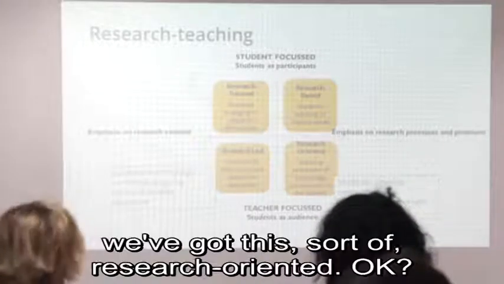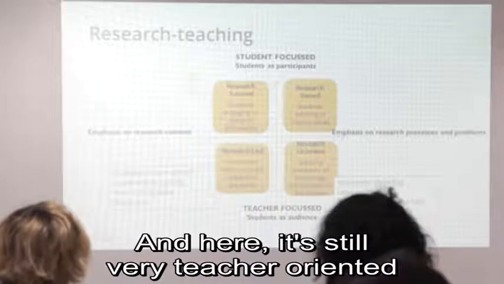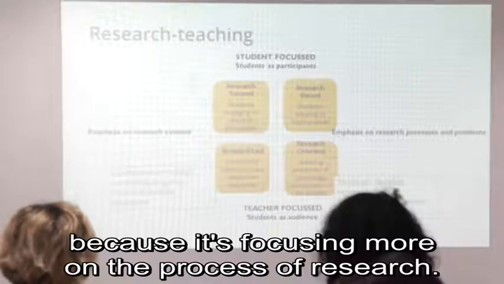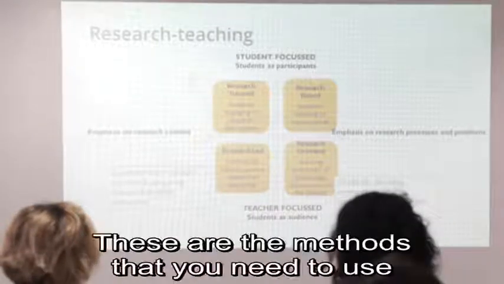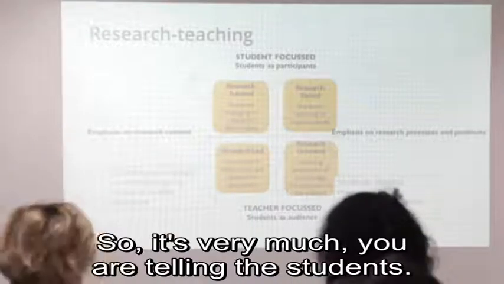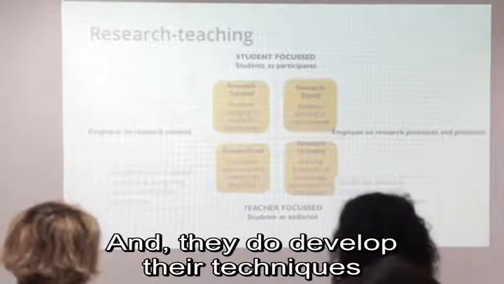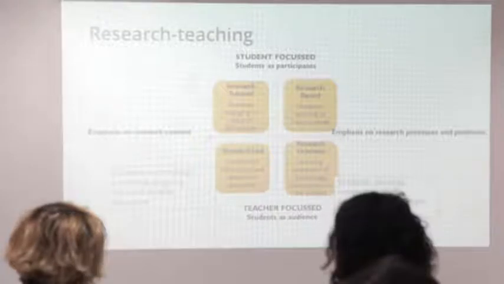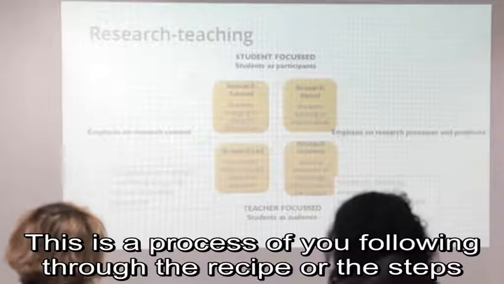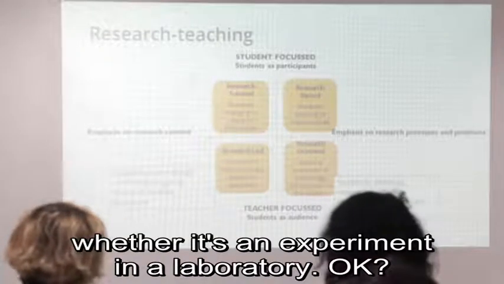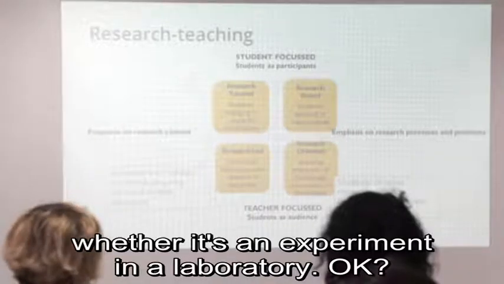And then down here we've got this research-oriented, okay, and here it's still very teacher-oriented, but you're focusing more on the process of research. And now here we're telling students these are the methods that you need to use to become an economist, to become a biologist, to become an engineer. So you're telling the students, and they do develop their techniques. They have the opportunity to practice those techniques, okay. But it's still very teacher-led. This is a process, and you follow through the recipe of steps, whether it's a statistical analysis, whether it's an experiment in the laboratory. Okay.